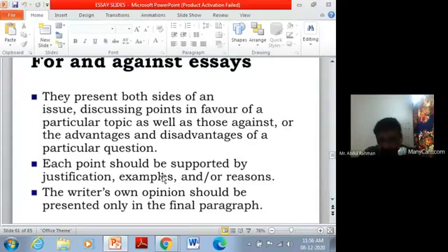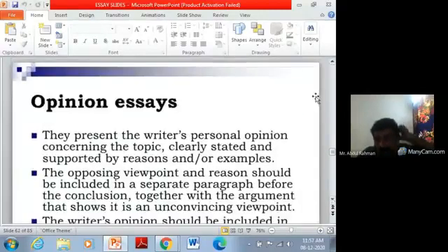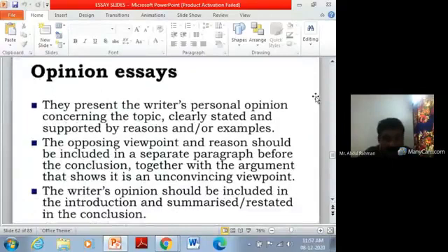So for and against, first of all, it has an introduction, then the discussion on the problem, then the things in favor of the topic, then things that are against it, then the writer's own opinion that is there or that should be there in the concluding paragraph. Then the next type of essay is the opinion essay.